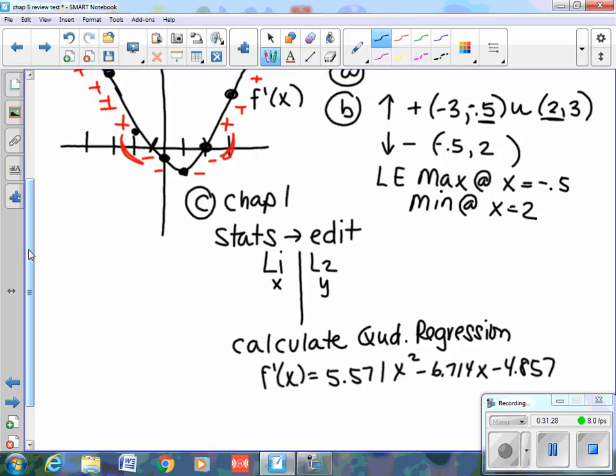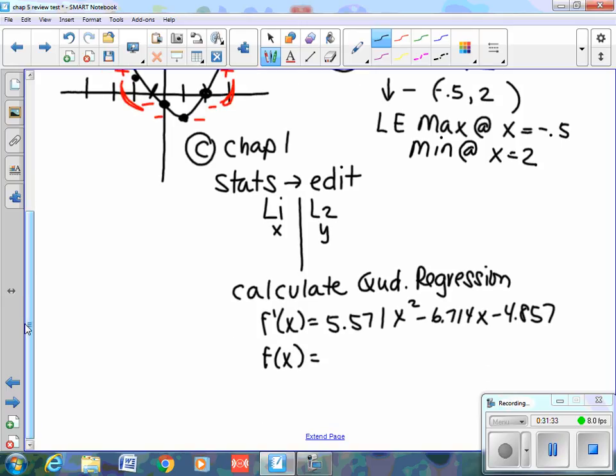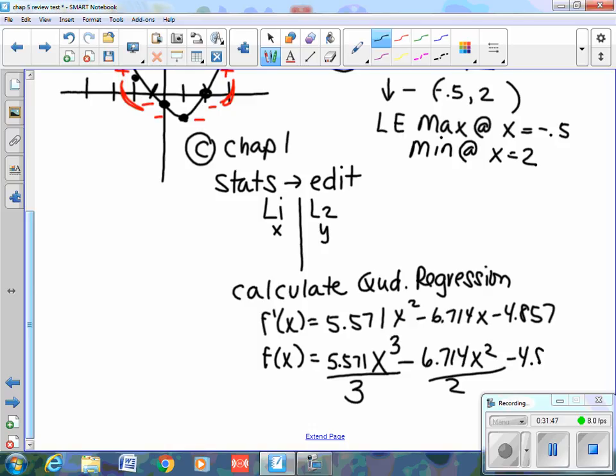Then, the last part, they want you to find f of x. And how do you find f of x? You add 1 to this, and then you divide by 3. You add 1 to this, and you divide by 2. And you add 1 to this, and then just put a plus here. I'm happy if you leave it like that. If you want to tell me what those numbers are right here, you can, but I'm happy that you're at that spot right there.